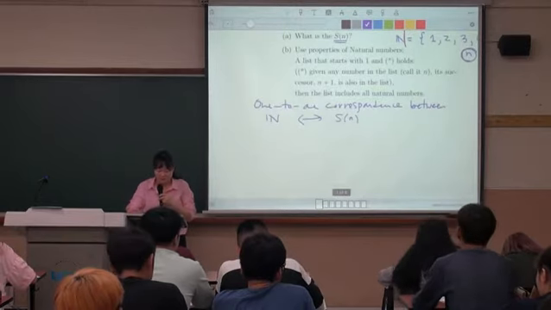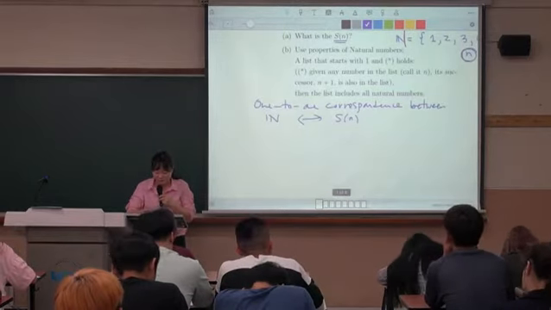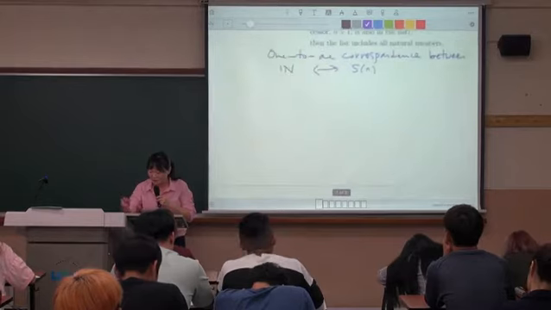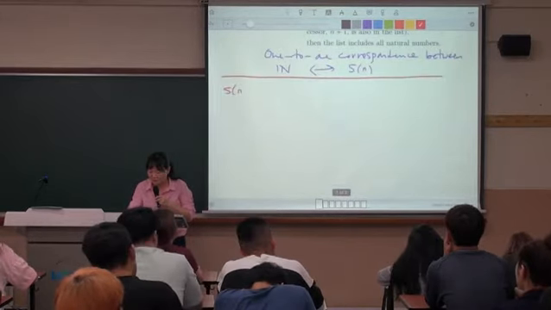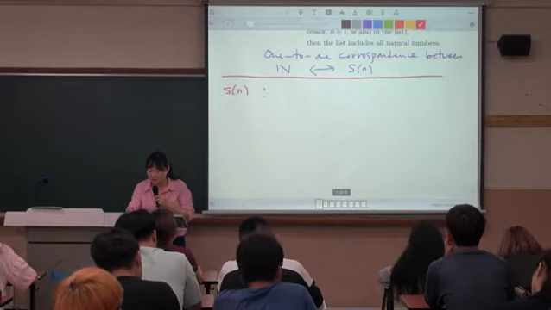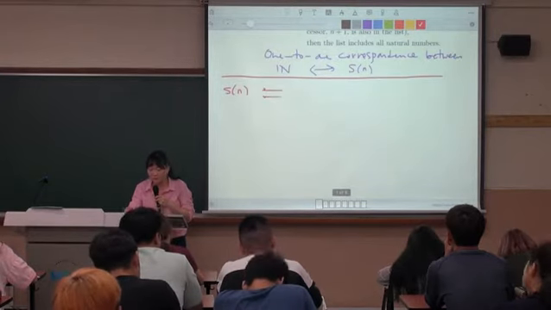Okay, so for example, when we apply this to this problem, what is S of n? S of n, here, is the equal sign right or wrong?